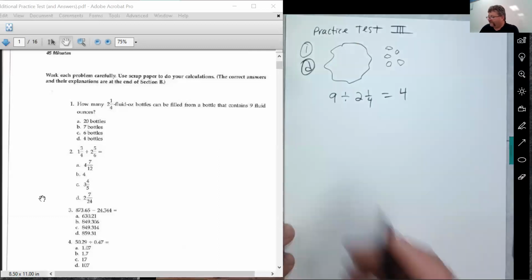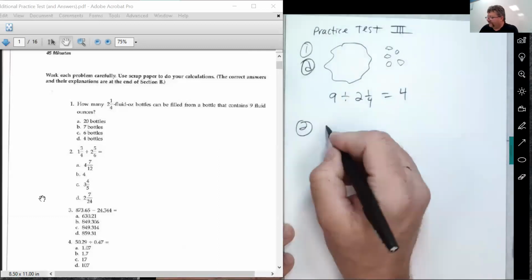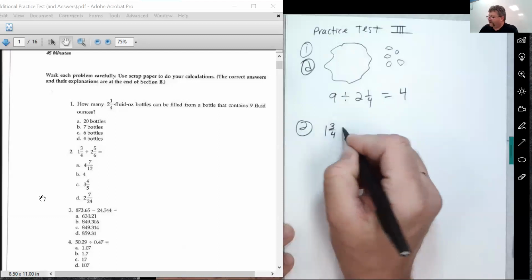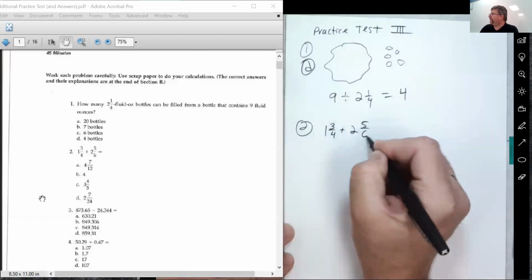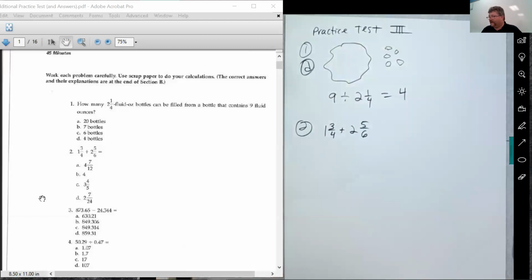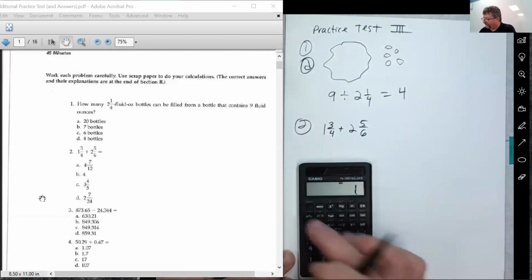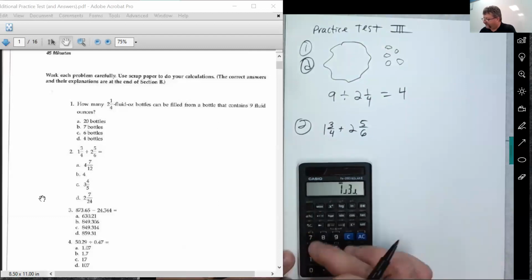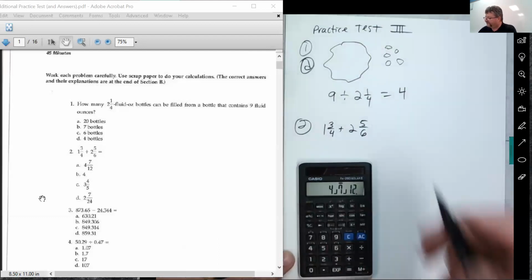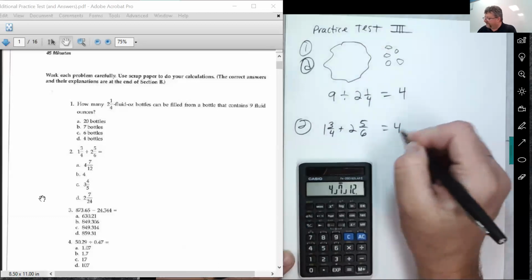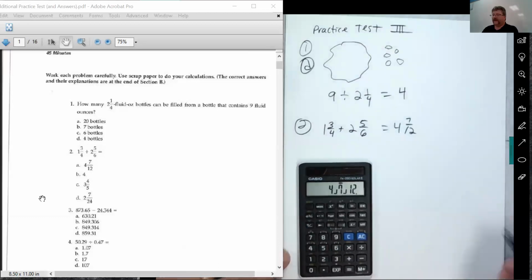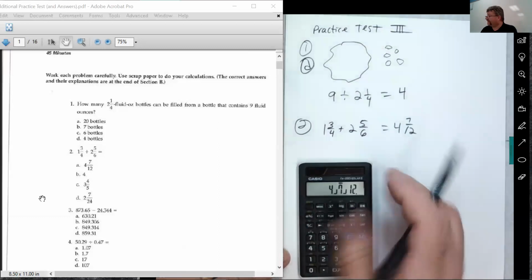Okay, how about number 2? Again, adding 2 mixed numbers. In the videos, I go over extensively what to do there with common denominators and all that good stuff. Let's just knock it out here. 1 3/4, so 1 fraction button 3 fraction button 4 plus 2 fraction button 5 fraction button 6 equals 4 7/12. If we check out our answers there, answer A.